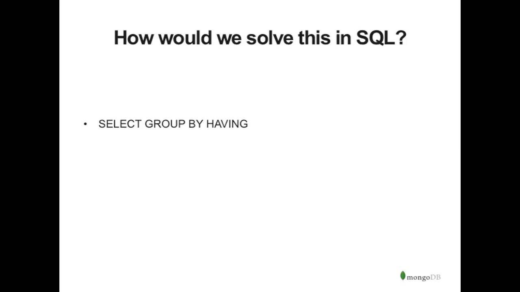So if you had to do a query like I was talking about, where you were trying to understand how the population density of various divisions was changing over time, and you were doing this in SQL, you would probably write some complex select group by having query in SQL. And what I'm going to show you today is how you can do similar types of queries in MongoDB.